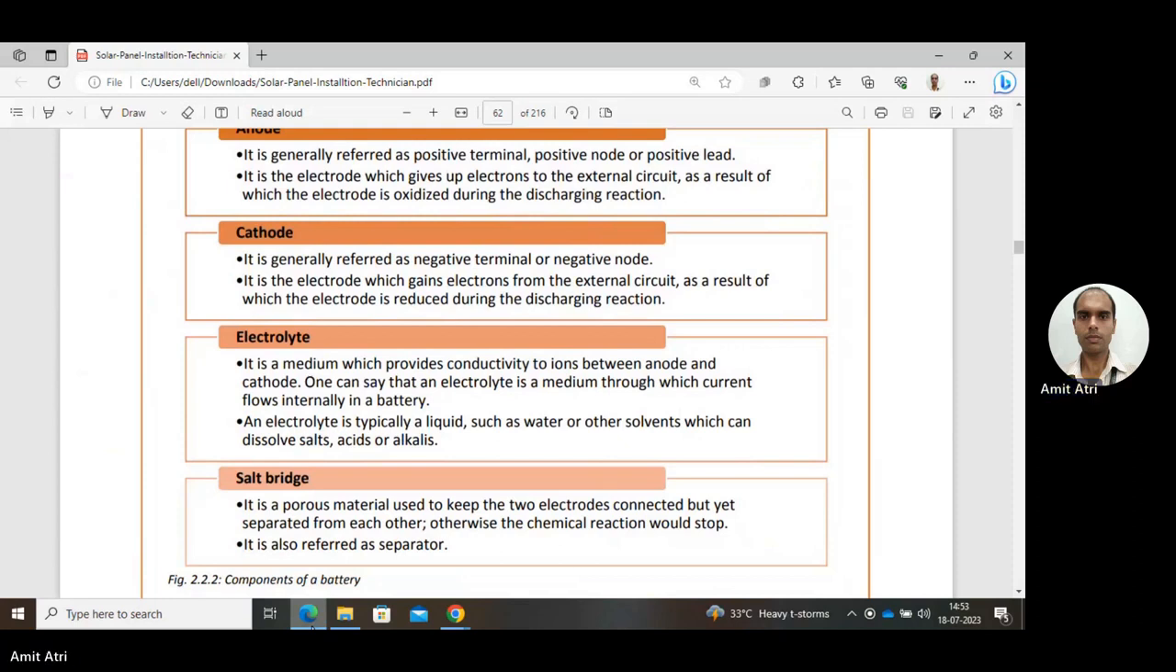Basically, it is a separator. The salt bridge is a porous material used to keep the two electrodes connected but yet separated from each other. Otherwise, the chemical reaction would stop. So the salt bridge is also known as a separator.